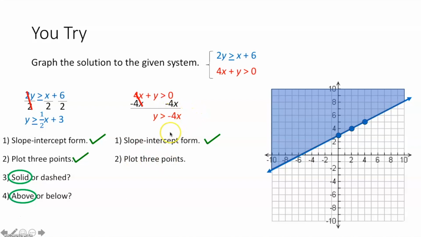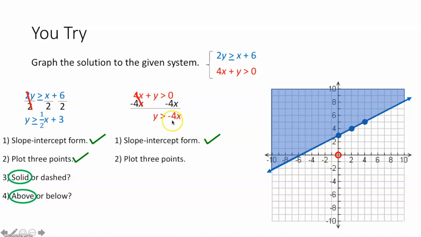Next, let's plot our 3 points. So we start with our y-intercept. Since there's nothing here, that means our y-intercept is 0. So we're going to put a point at 0, 0. Now, is it an open or closed circle? Well, since there's no equal sign down here, it's going to be an open circle at 0, 0. That means that this point is not part of our solution set.